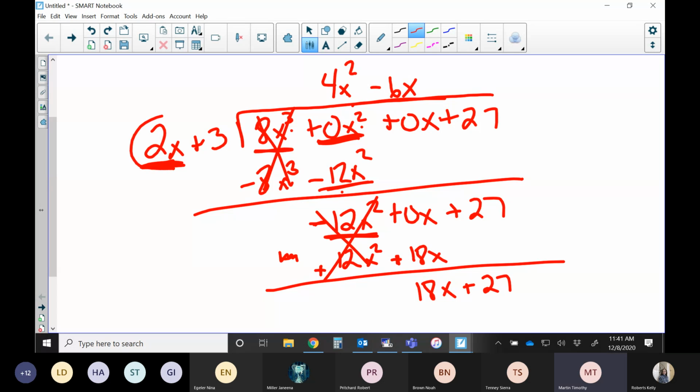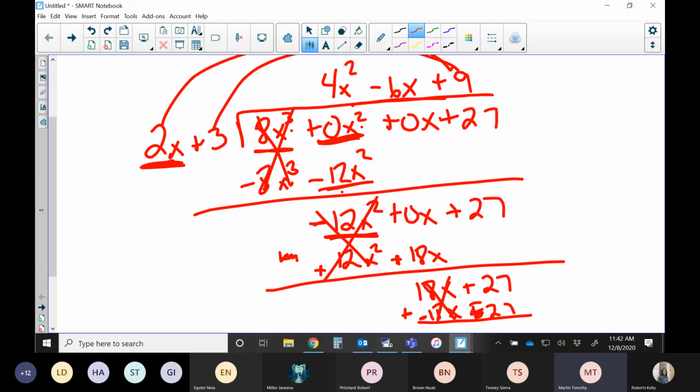How do I make 2x become 18x? All I'm missing is a 9. So I put plus 9 back here and then distribute it. And this times this gets me to 18x. And this times this gets me to a positive 27. But remember, I'm subtracting them. So really, this is a negative 18x and a negative 27, which is cool because not only does this cancel out, this cancels out, leaving me with a remainder of 0.